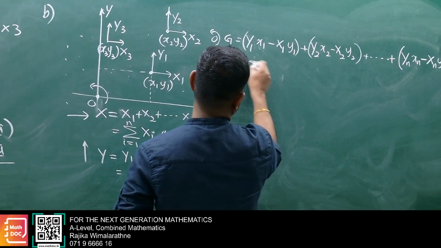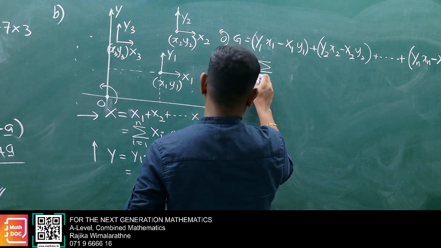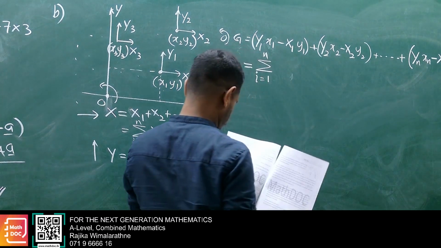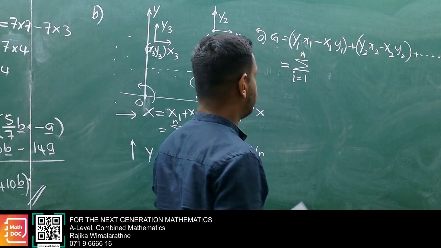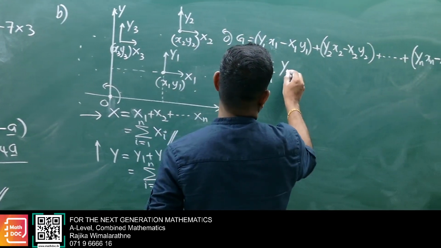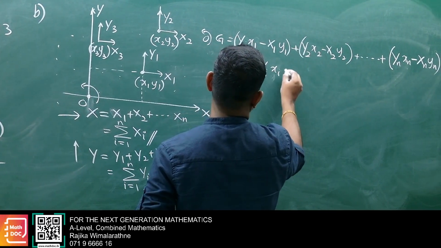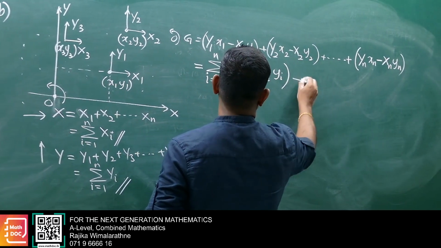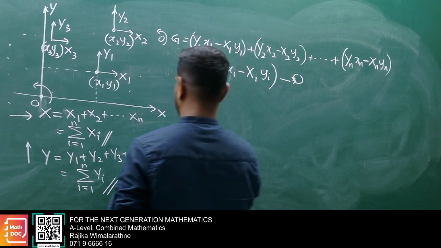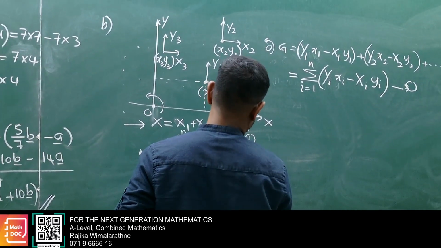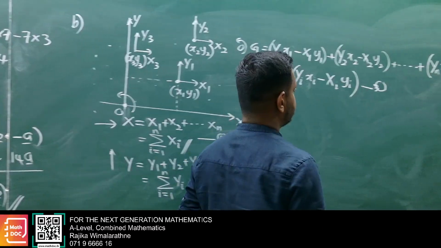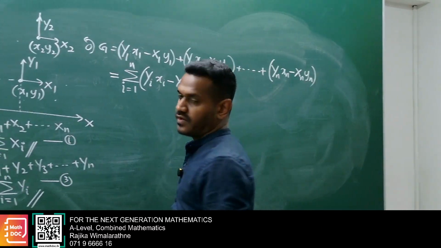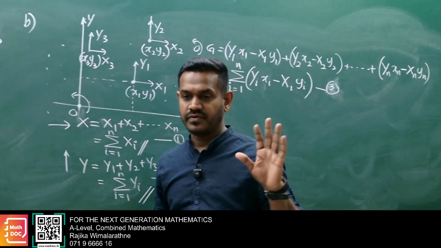Then here the final one, sigma i equals 1 to n of Yi xi minus Xi yi. Here is the third relation. Here the first relation, second relation and third relation. Okay, first do up to that.